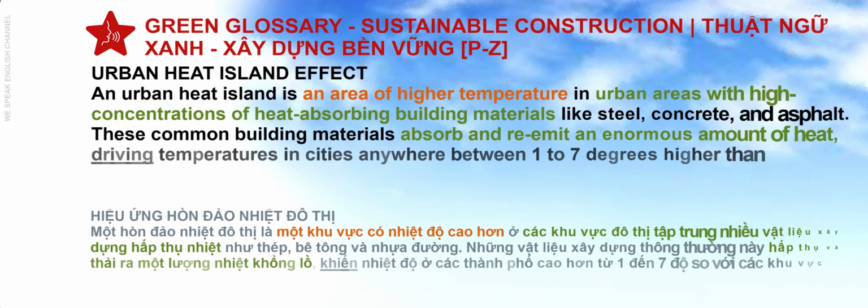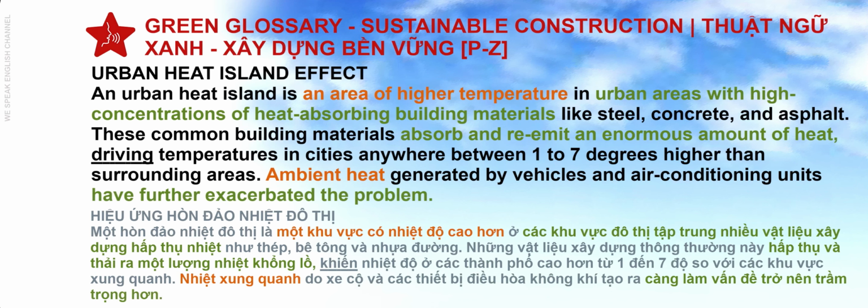Urban heat island effect. An urban heat island is an area of higher temperature in urban areas with high concentrations of heat-absorbing building materials like steel, concrete, and asphalt. These common building materials absorb and re-emit an enormous amount of heat, driving temperatures in cities anywhere between 1 to 7 degrees higher than surrounding areas. Ambient heat generated by vehicles and air conditioning units have further exacerbated the problem.